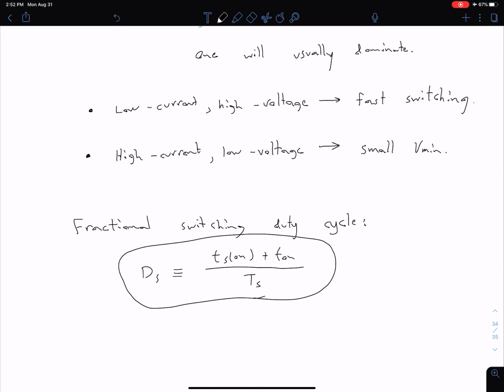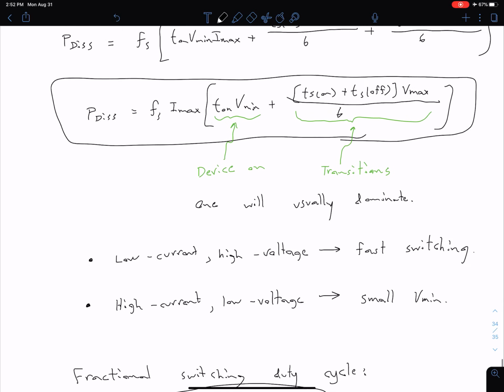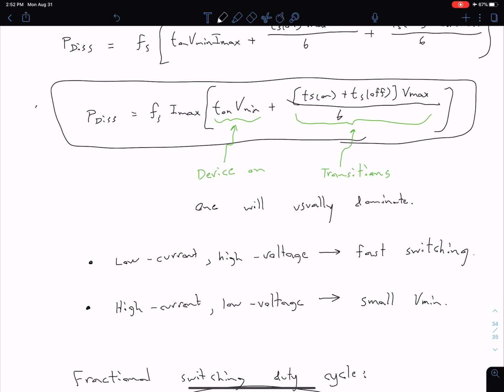What we're going to see in the next video is an example. We're going to put this equation for our P dissipated to use, and we're going to compare explicitly a switching voltage regulator and a linear voltage regulator. We're going to see how they stack up against one another, and then after that we're going to go on to look at some specific topologies for our switching voltage regulators.